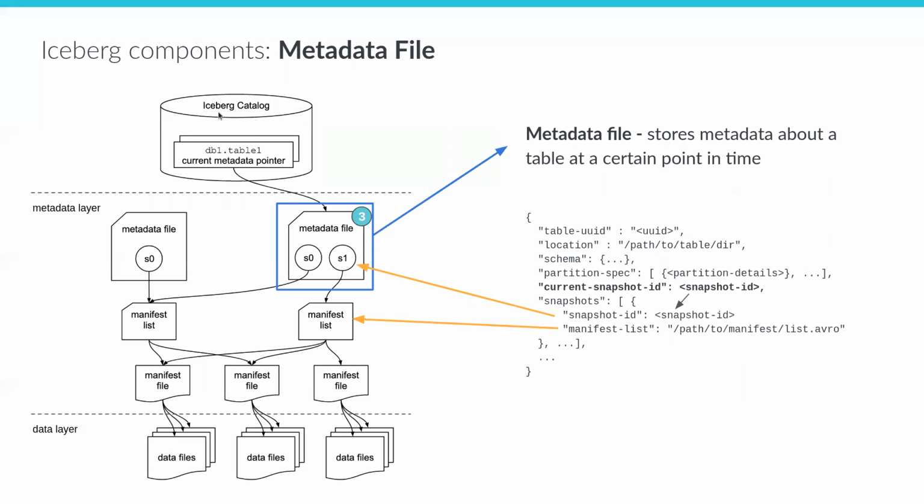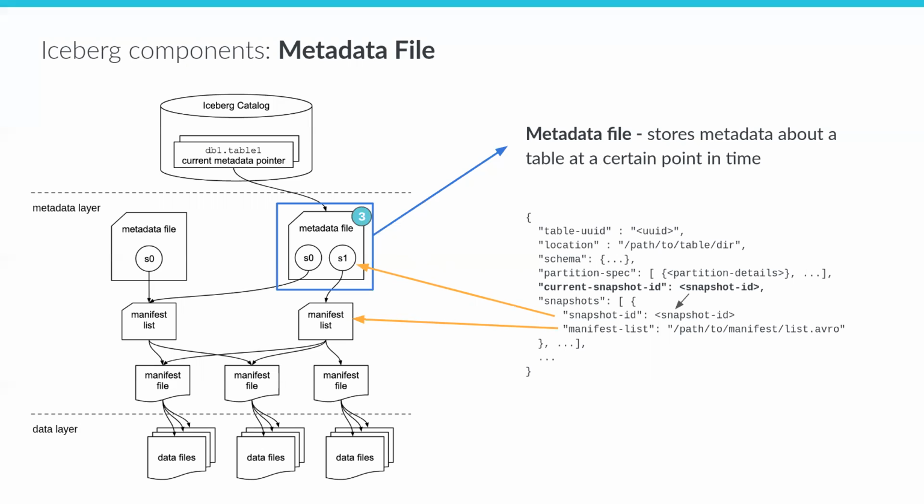Now, once we get that pointer, it'll point us to the metadata file. Think of the metadata file as the table-wide definition. It describes the table at the highest level. It gives you a table ID. It tells you what the current snapshot is. We have snapshots of the table at different states, and it tells you what the current snapshot is and where the previous snapshots are.